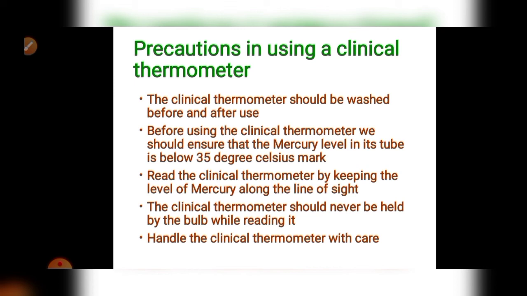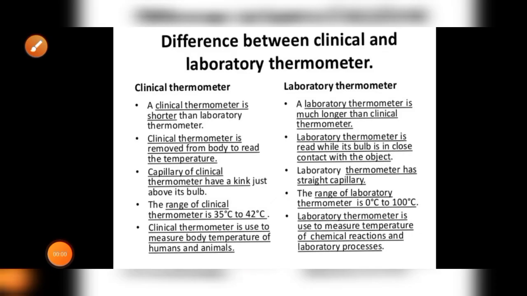Next, read the clinical thermometer by keeping the level of mercury along the line of sight. To read the temperature, hold the thermometer horizontally in your hand and rotate it slowly. A position will come when you will see a magnified image of the mercury thread in its tube. Now, we read the temperature on the thermometer with the top of the mercury thread. This will give the body temperature of the patient.